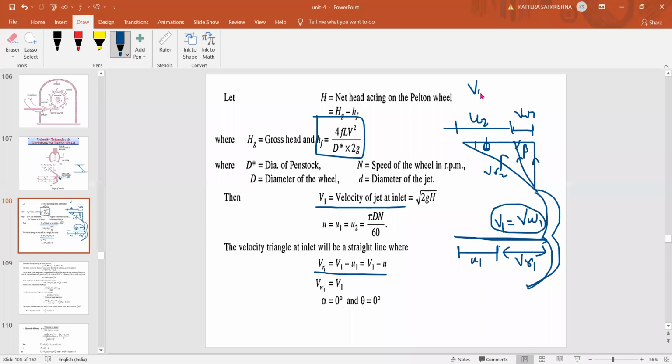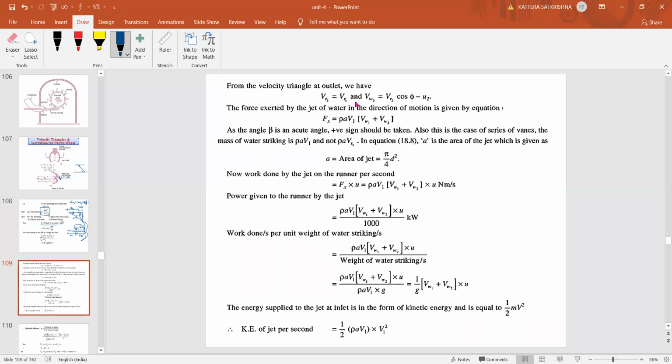So VW2 equal to, already we know the value of VR2 and phi, right? So VR2 cos phi is the horizontal component. This line's horizontal component gives the full length of this. So VR2 cos phi is the full length now, minus U2, you will get VW2. So this is the formula for finding VW2, right? So VW2 equal to VR2 cos phi minus U2 from the outlet triangle.